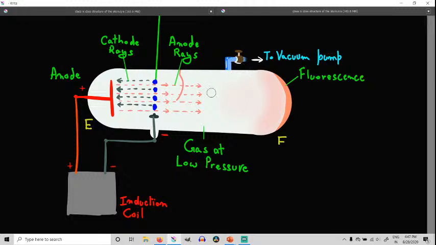So he took a discharge tube with a perforated cathode and a gas at a very low pressure inside the discharge tube, and on applying high voltage, I told you the capacity of this induction coil, 10,000 volt. You can see it was 10,000 volt.